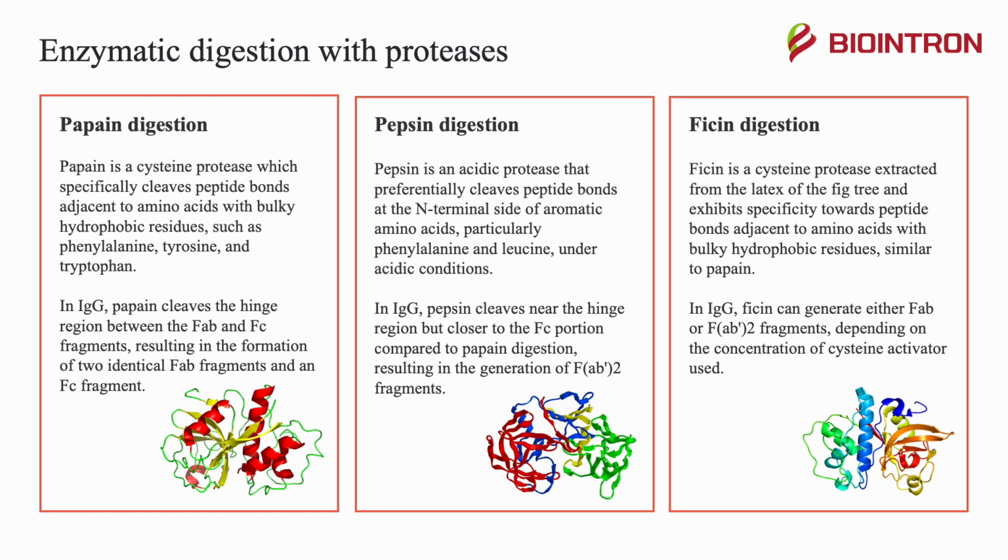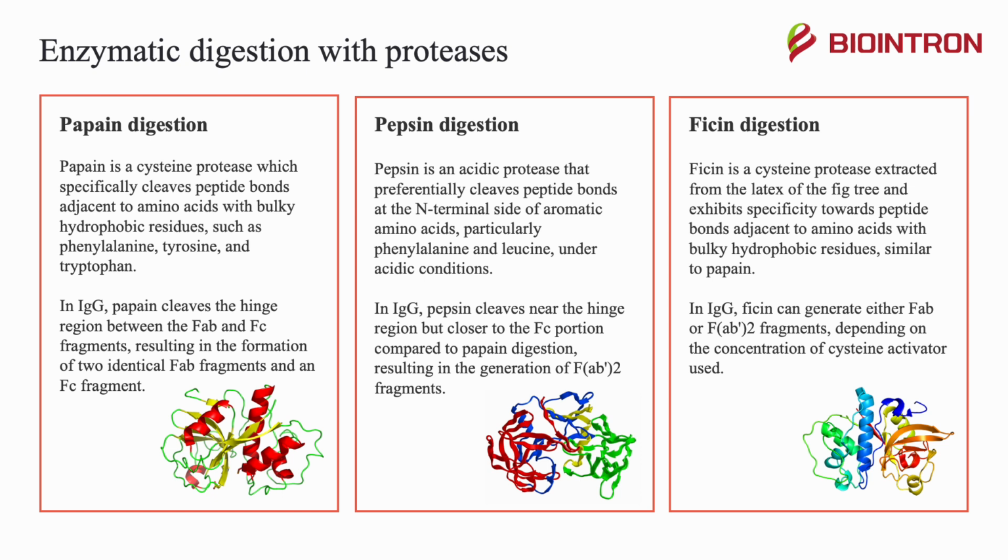Another method is pepsin digestion. Pepsin is an acidic protease that preferentially cleaves peptide bonds at the N-terminal side of aromatic amino acids, particularly phenylalanine and leucine, under acidic conditions. In the context of IgG, pepsin cleaves near the hinge region but closer to the Fc portion compared to papain digestion, resulting in the generation of Fab2 fragments.